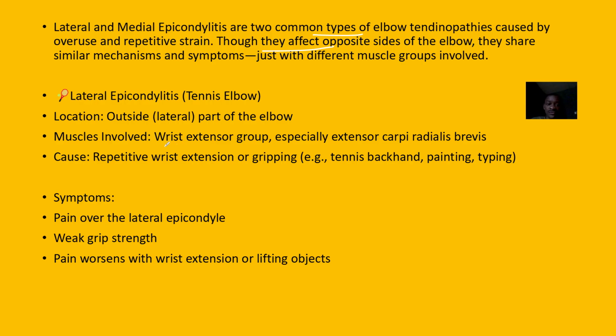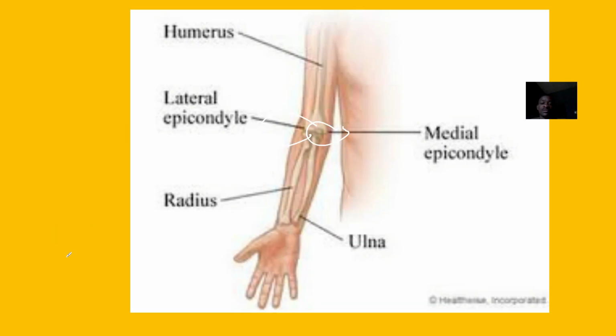The muscles involved are the wrist extensor group, especially the extensor carpi radialis brevis. The cause is repetitive wrist movements, extension and gripping. They call it tennis elbow because people that play tennis are always turning their hand backward. They always use that side. Symptoms are pain over the lateral epicondyle and weak grip strength. Pain worsens with wrist extension or lifting objects.